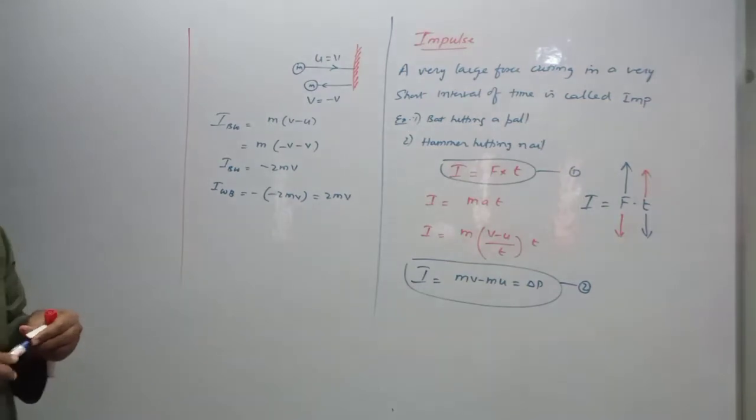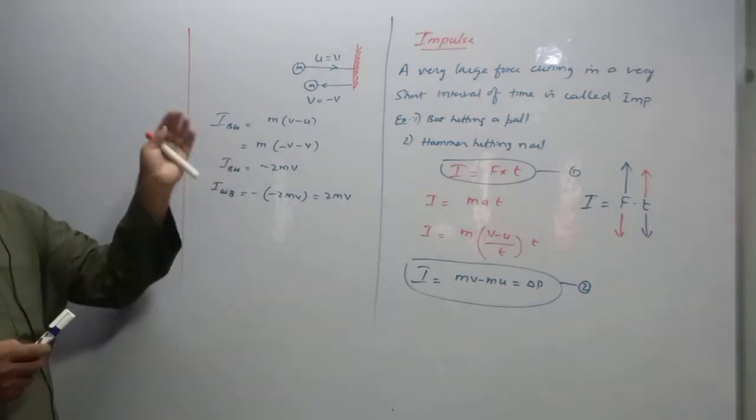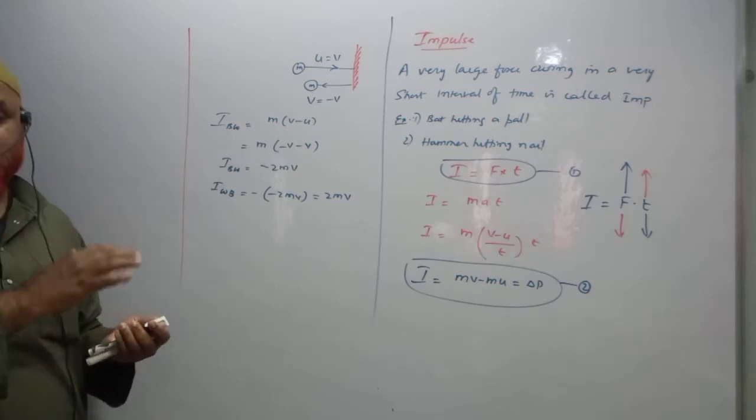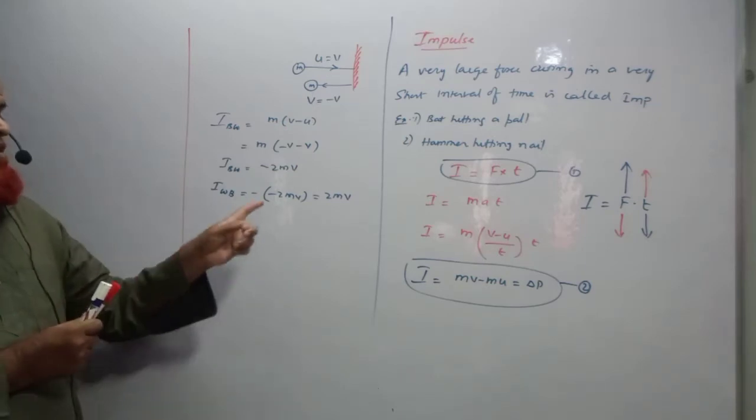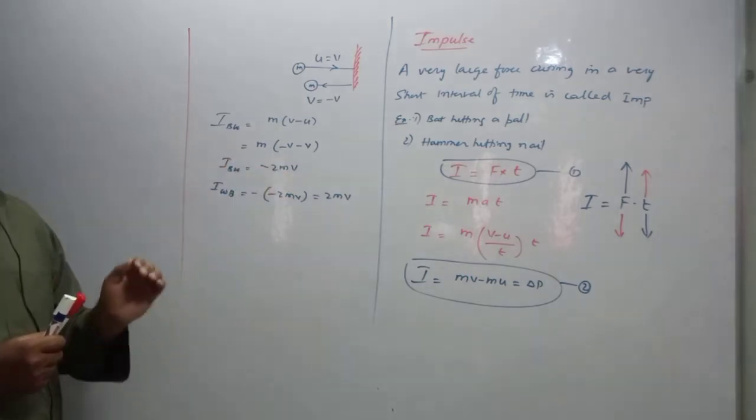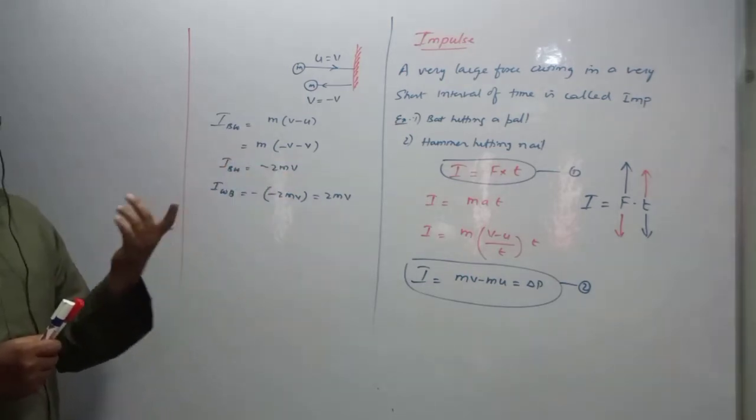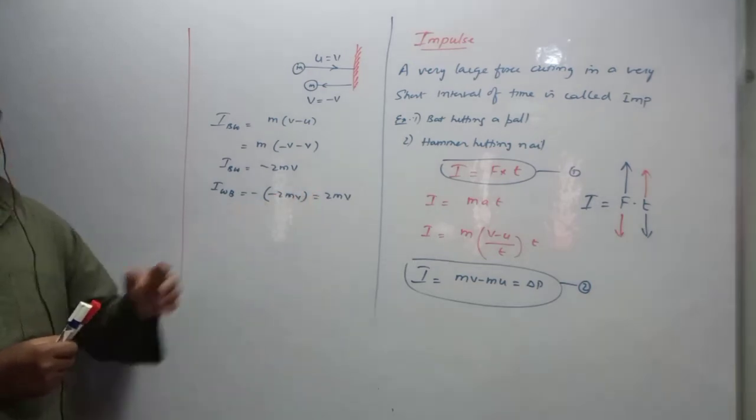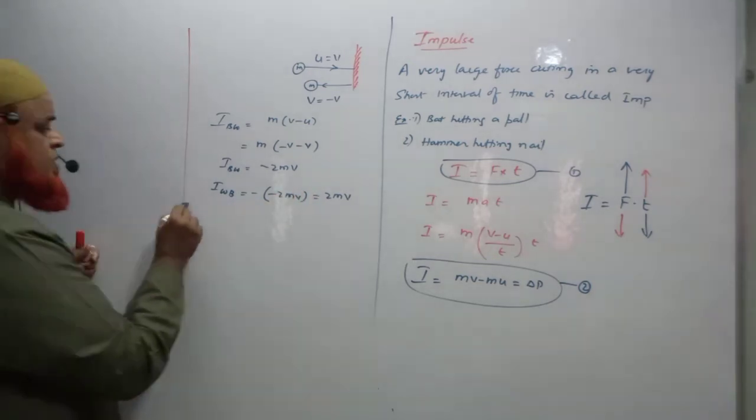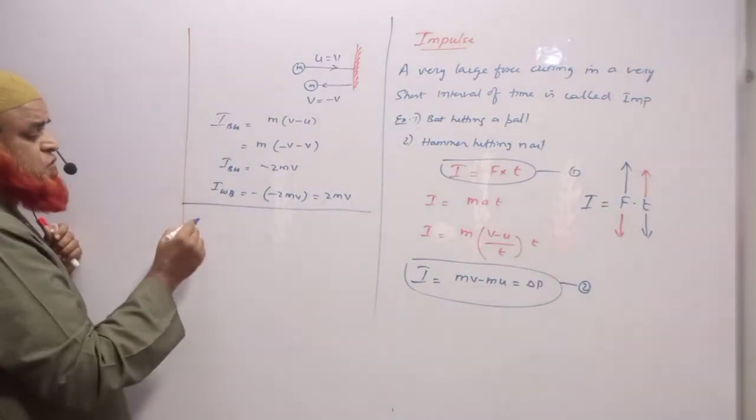Got the point, no? So this is the impulse of the ball on the wall. And the wall also applies an equal force in the opposite direction, which will be positive here. Understand? The impulse of the ball on the wall is minus 2mv. The impulse of the wall on the ball is taken as plus 2mv. Like this you can write the impulse. Okay, so you can find out the force also like this.